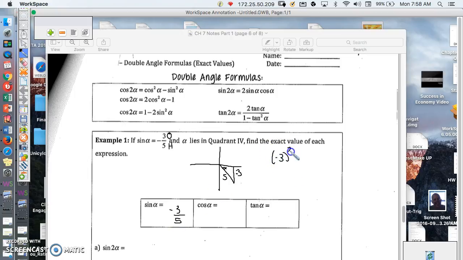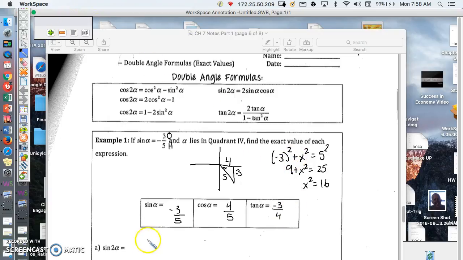Well, -3 squared plus x squared equals 5 squared. 9 plus x squared equals 25. So x squared equals 16, so x is 4. So the cosine would be 4 over 5, and tangent is opposite over adjacent.